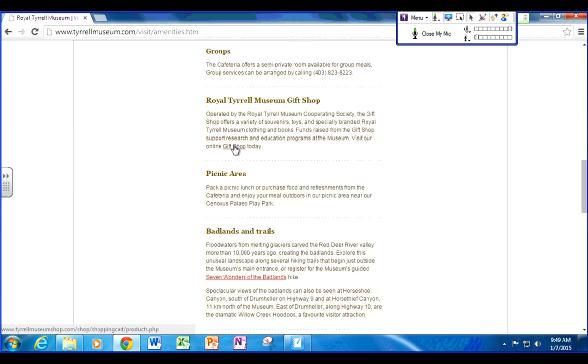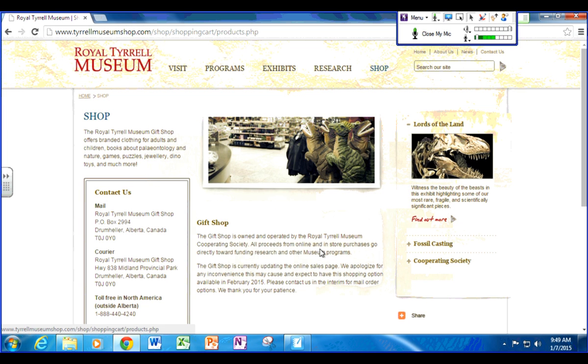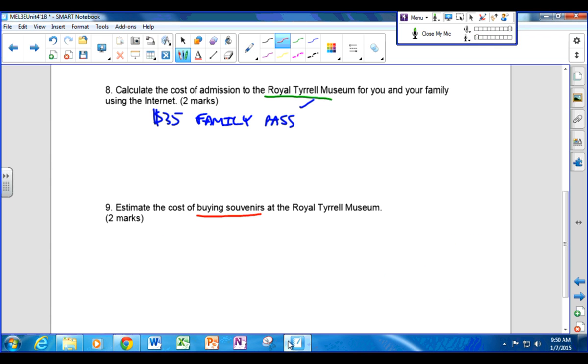So the gift shop is kind of close. So you know what? We don't really know how much we're going to spend, right? But what it says is that it sells branded clothing for adults and children, books about paleontology and nature, games, puzzles, jewelry, dino toys, and much more. So how are you going to solve this question, right? We can't actually go onto the internet and solve it. We could call them, but then what are we going to ask them? How much does a stuffed dinosaur cost?